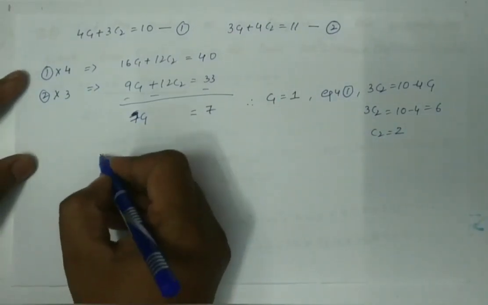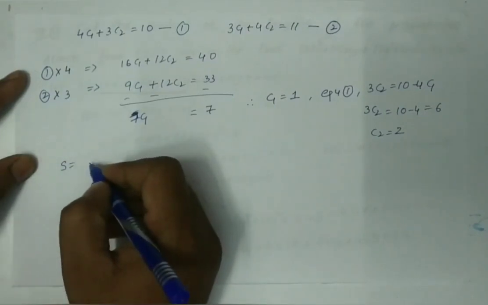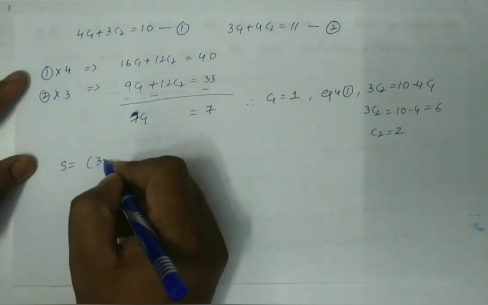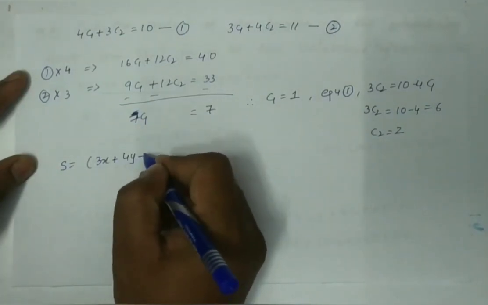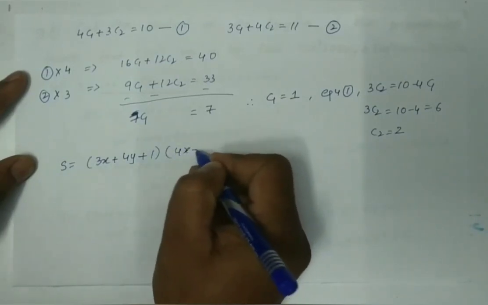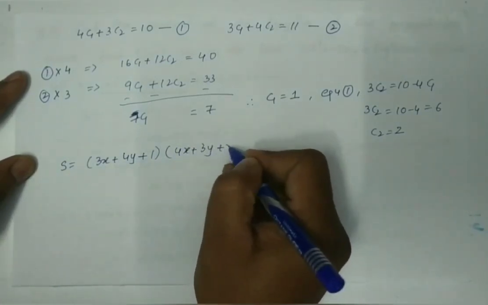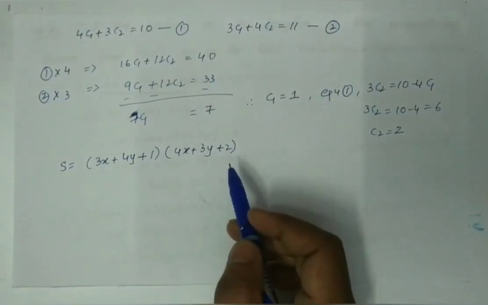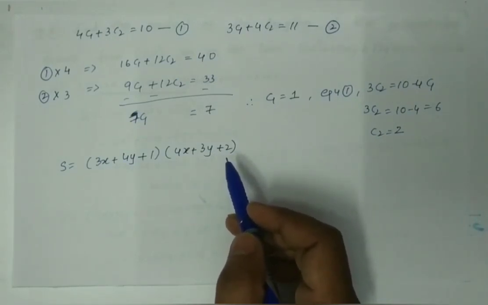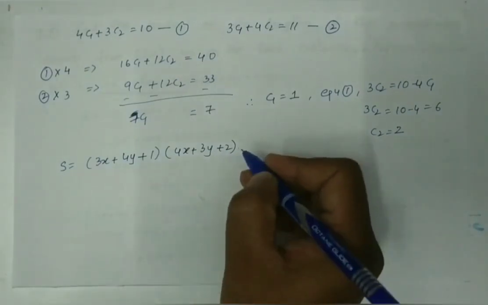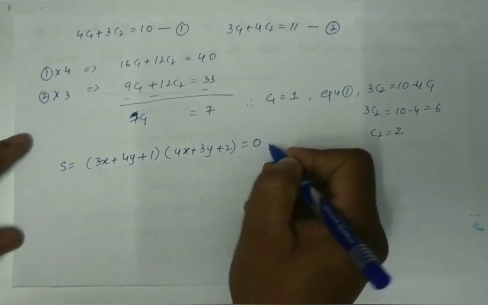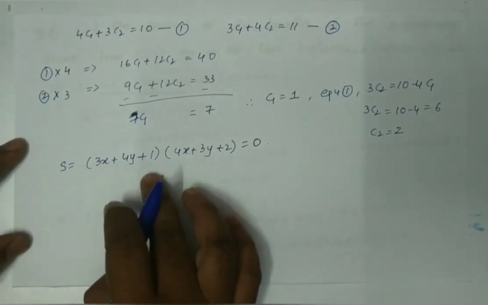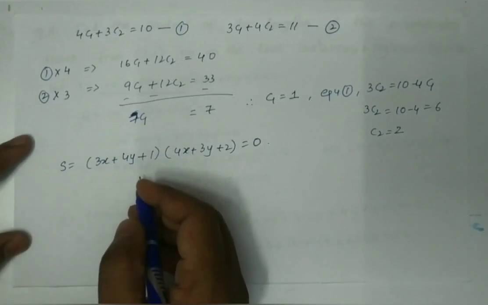Therefore, the lines represented by the equation S = 0 are 3x + 4y + 1 and 4x + 3y + 2. Okay, that means 3x + 4y + 1 = 0, 4x + 3y + 2 = 0 represent a pair of straight lines represented by the equation S = 0. Okay, so here we have two straight lines which are 3x + 4y + 1 = 0 and 4x + 3y + 2 = 0.